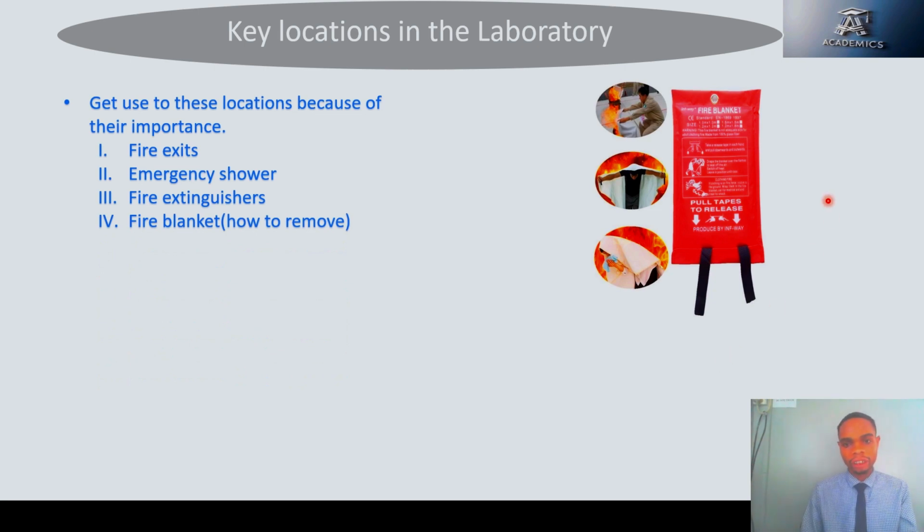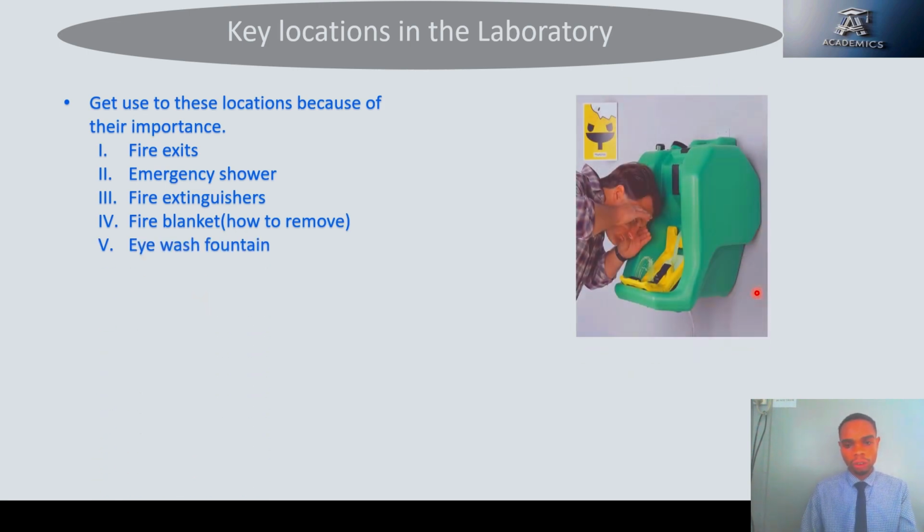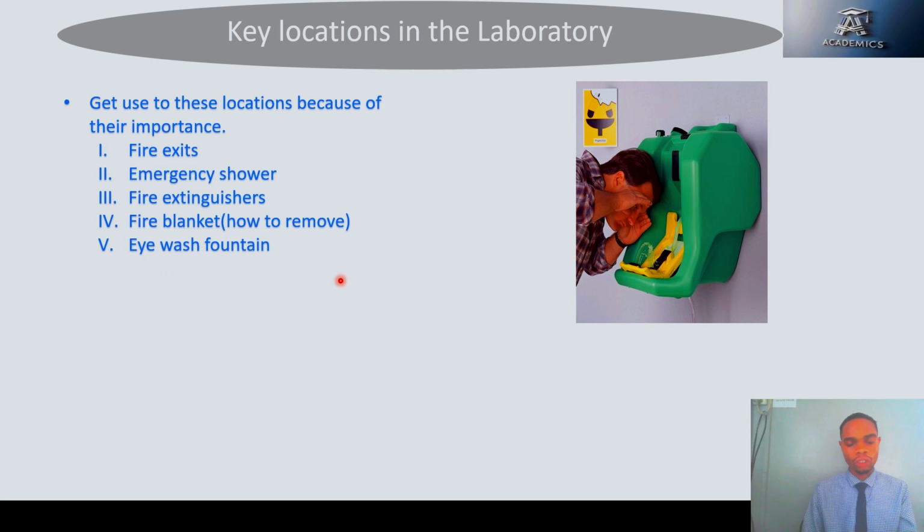Also, the fire blanket. You have to know where it is in case a fire has already started. You can use it to cover yourself and run out from the fire. Also, the eye wash fountain helps you to wash your eyes in case a chemical mistakenly splashes in your eyes. So you have to wash it very quickly to avoid blindness.